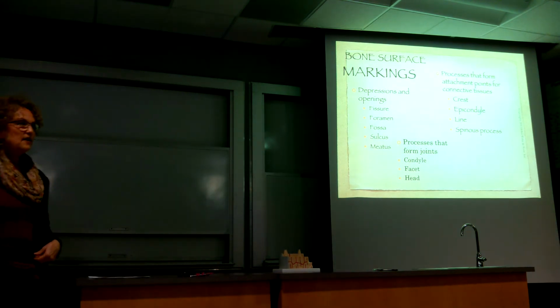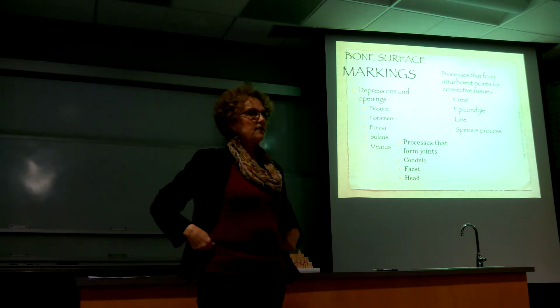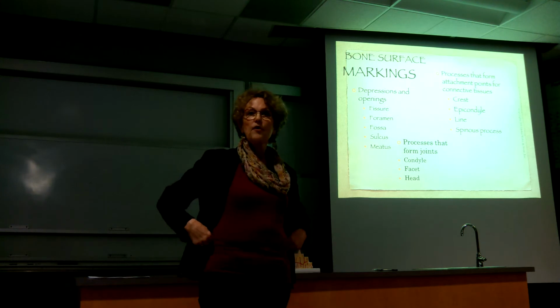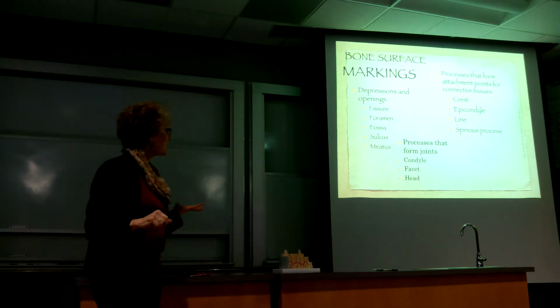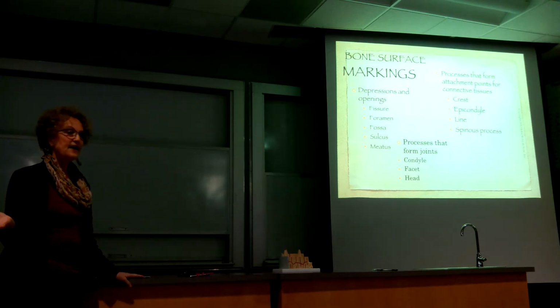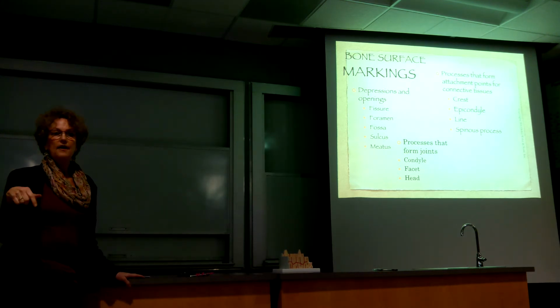And then a crest, we'll have some crests next week. I don't know if we have any crests this week in the lab, I can't remember. But we have the iliac crest. So a crest would be like this edge of bone. Processes that form joints, condyles, we've already had that, facets, the head, like today we're going to talk about the humeral head, you'll see the humeral head in the lab.